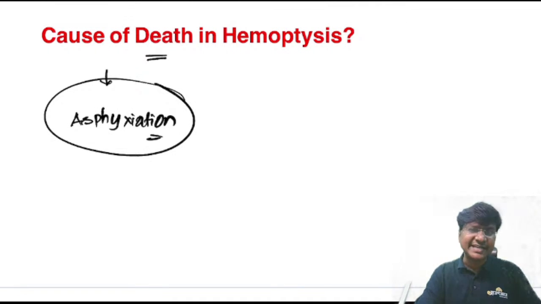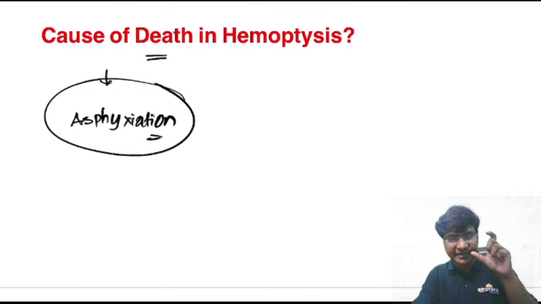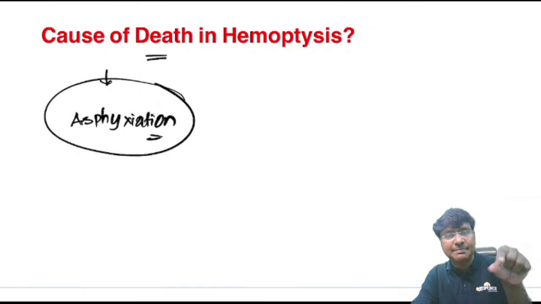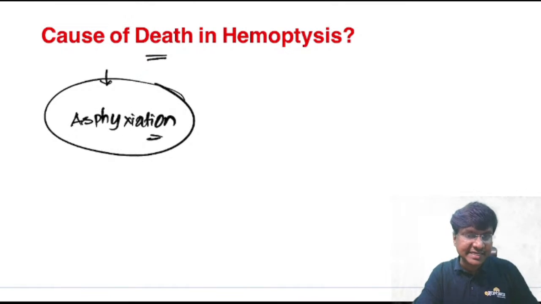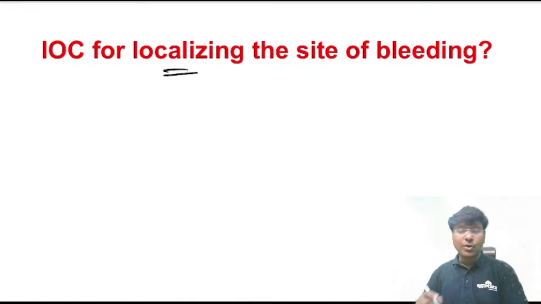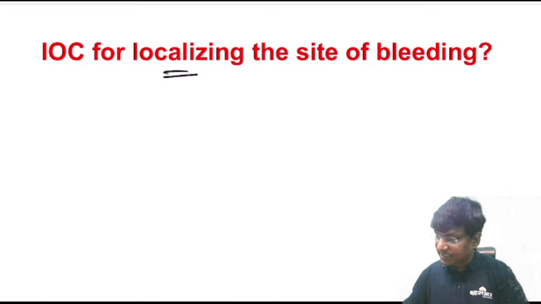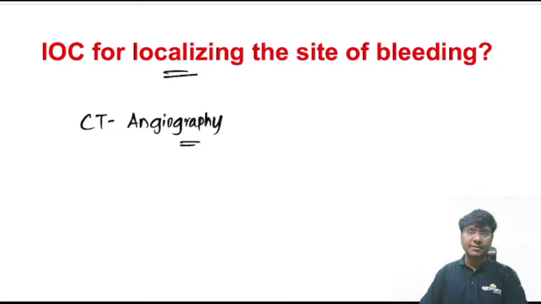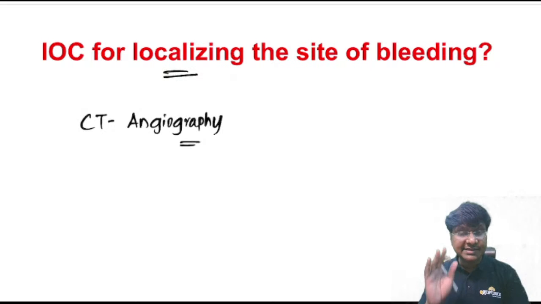And when you do a CT scan, the CT scan will tell you where the tumor is and the size of the tumor, but the point from where the bleeding is coming cannot be said even by a CT scan. The investigation of choice for localizing the site of bleeding is CT angiography. CT angiography helps in localizing where exactly the active extravasation is.